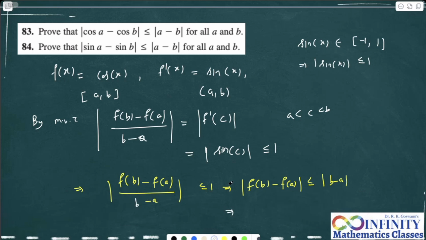Okay, now the task is simple for you. What is f(b) minus f(a)? I can rewrite it as f(a) minus f(b) because I need to prove like this. In mod, there is no issue. You can write the value f(a) as cos a, f(b) as cos b. So when you plug in the values, this is the inequality you will get. Am I right? And similarly, if you use the function sin x, you can prove a similar inequality. No doubts? That makes sense.